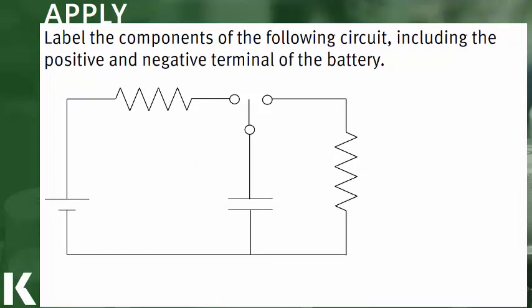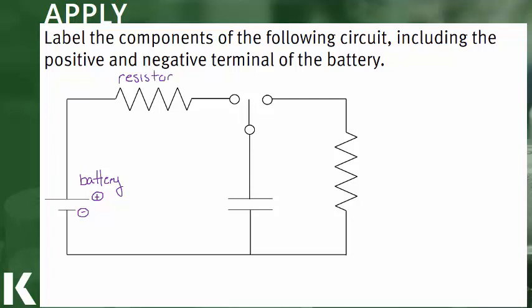Now, the first thing I like to look for is the battery. So we're going to look for two parallel lines where one is longer than the other. And we see that on the far left. This would be our battery. That longer line would be our positive terminal, and that shorter line would be the negative terminal. Going around, we see a series of zigzagging lines. This is one of our resistors.